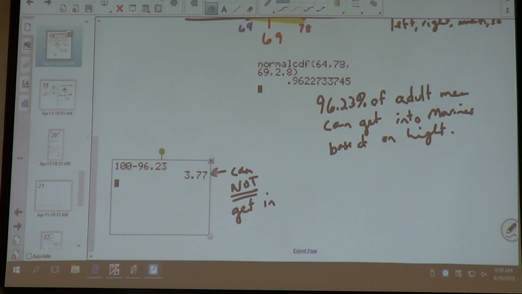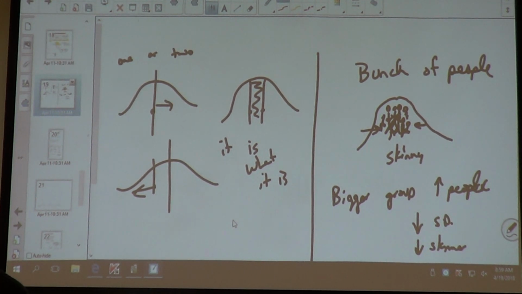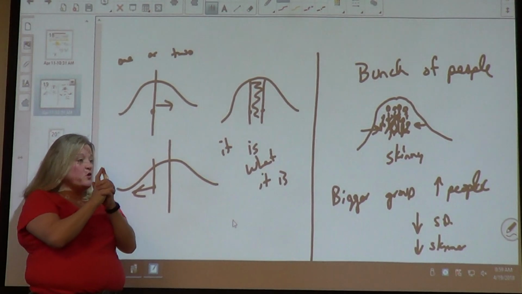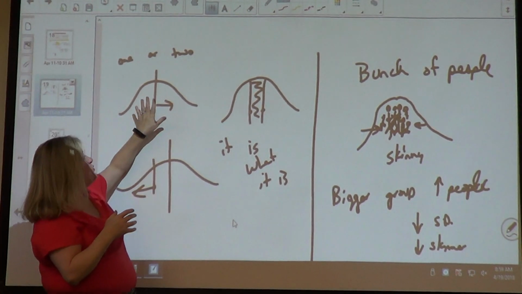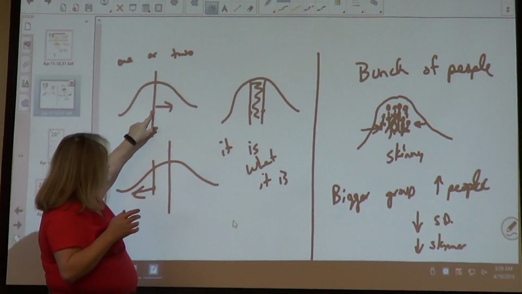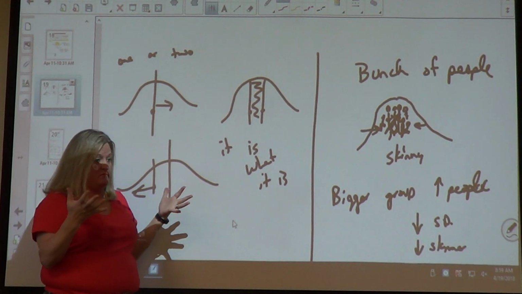We good? Not bad. All right, next thing we're gonna learn. I have to throw something else out there. If you take a picture of one person or 2 people, it is what it is. So if you have 1 data point or 2 data points, it is what it is. That's what we've been doing.